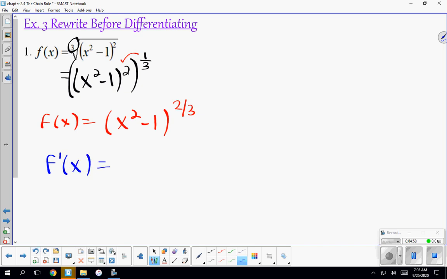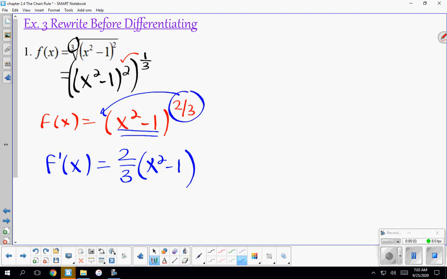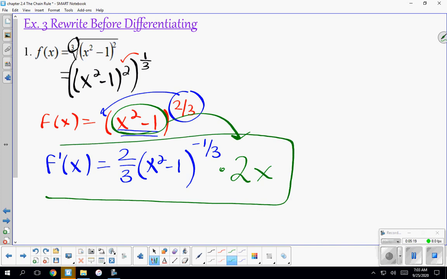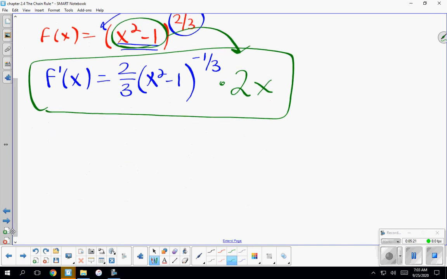So the derivative then would be 2/3. That inner function stays put. Again, I can only take the derivative of one thing at a time, and right now I'm taking the derivative of this outside. So if I subtract 1 from my exponent, I get negative 1/3. And then since I still haven't taken the derivative of this inside piece yet, I then multiply by its derivative. And we'll work on simplifying those later.